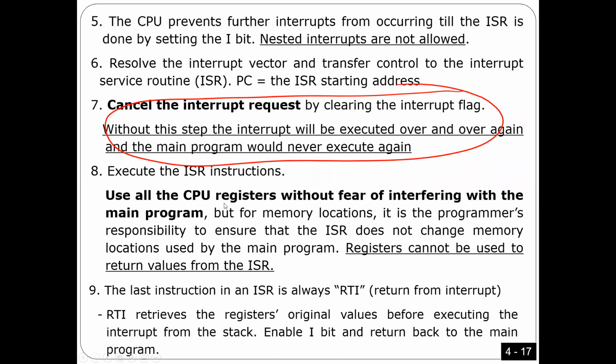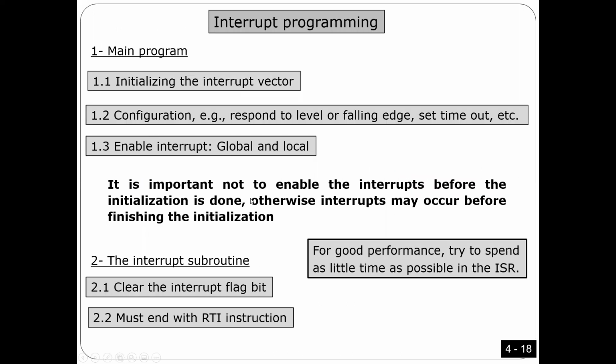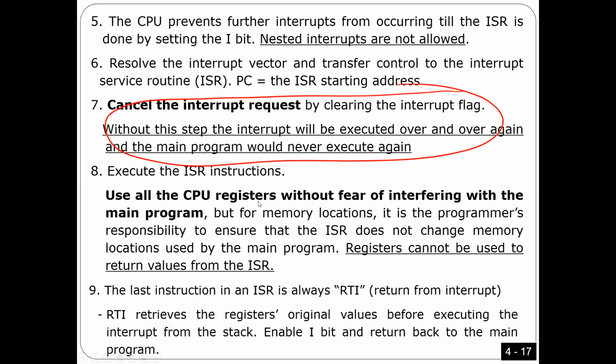And again, look what I wrote here, guys. You can use all the registers. You don't need to push and pull. You can use all the registers, and don't worry about interfering with the main program, because I told you this is done automatically. All the registers are pushed and they are going to return automatically. So you don't need to worry about that. So after you execute any interrupt subroutine, guys, all the registers are going to get their initial values back, right?